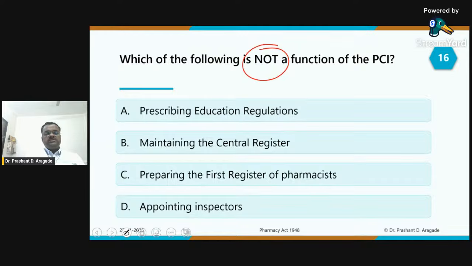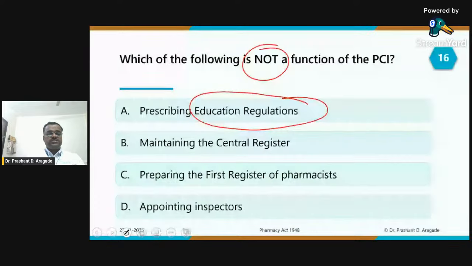Just we have discussed the functions of PCI. PCI is responsible for the formulation of education regulation. So this is the function of PCI, so this option is not correct. Maintaining the central register. Yes, PCI is responsible to maintain the central register. Now preparing the first register of the pharmacist.